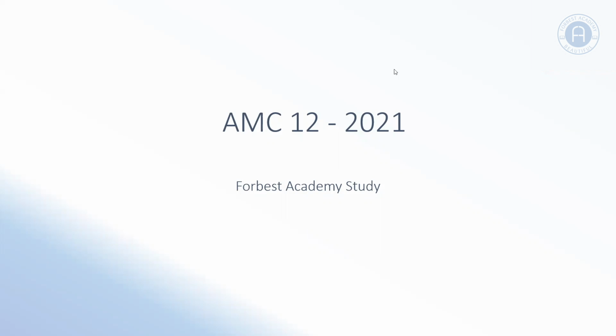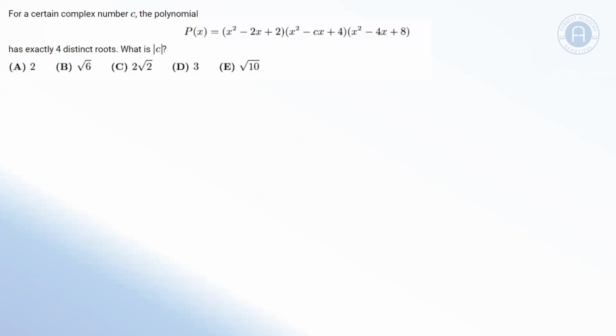This week we're going to be looking at 5 AMC 12 questions and breaking down the concepts needed to answer those questions. Today's question, we're going to be looking at polynomials with complex roots. We've been given a polynomial here, (x squared minus 2x plus 2)(x squared minus cx plus 4)(x squared minus 4x plus 8). And we've been told it has 4 distinct roots. What is the absolute value of c?